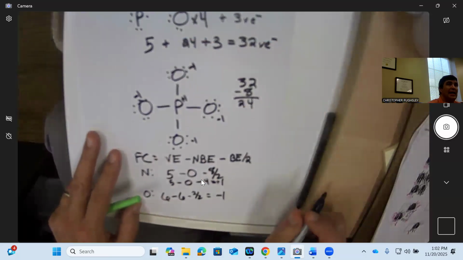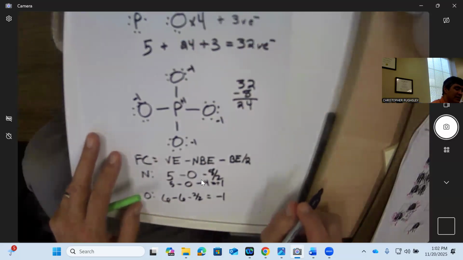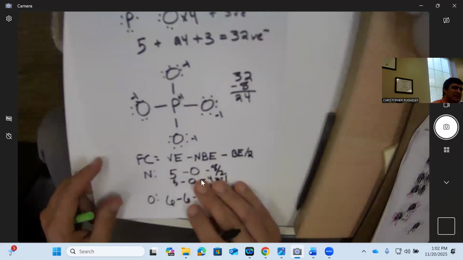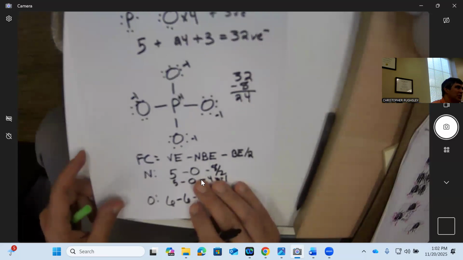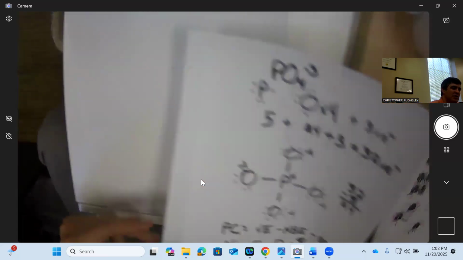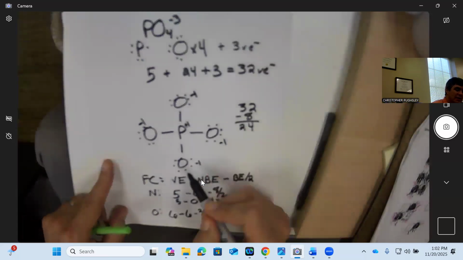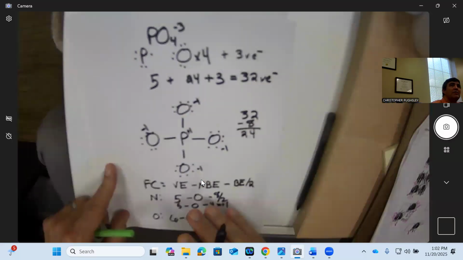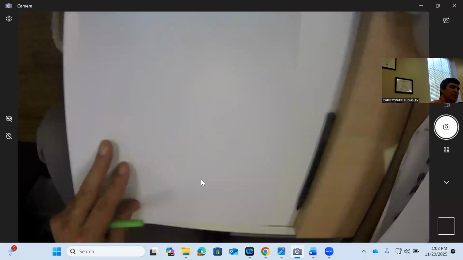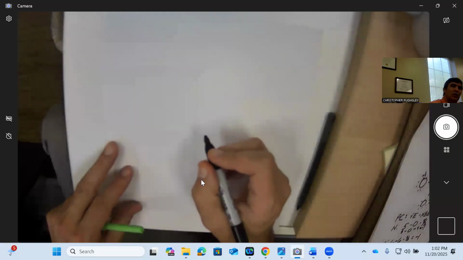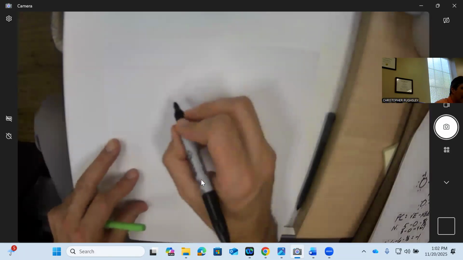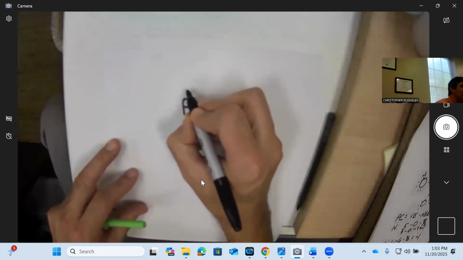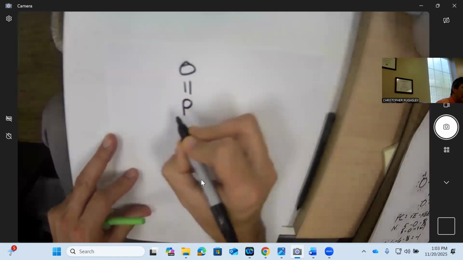All right, so this has got a lot of charges on it, and so that makes me think, probably not the structure. But does it equal -3? -4 plus 1? Yeah, that's -3. This could be a possible Lewis structure. So we're going to do it one more time, but this time we're going to change one of those bonds to a double bond.